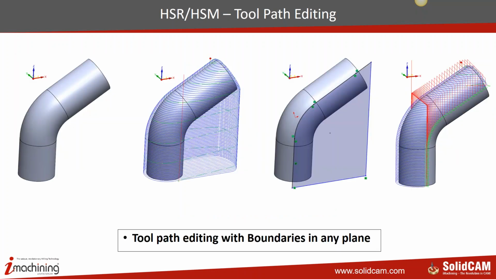Similarly, you could take a toolpath, generate a sketch in a completely different plane, and you could use that particular boundary to chop the toolpath off using toolpath editing. So it doesn't mean that you should have your sketch only on a certain plane. You could have it in a completely different plane altogether, and the toolpath trimming will be done normal to that particular plane.